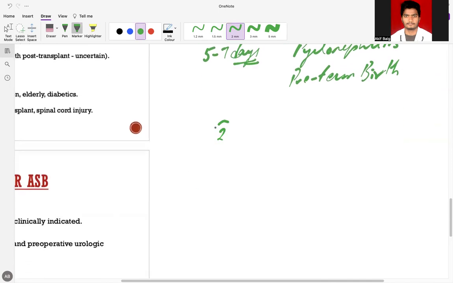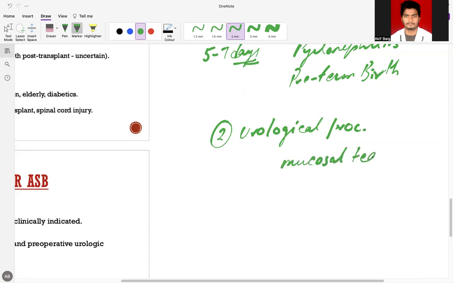The second indication is patients who are going for urological procedures where there will be a mucosal tear. In those patients, you have to start antibiotics 1 or 2 days prior, even without symptoms, because the procedure is going to induce some damage to the mucosa, which can lead to the spread of this infection. So that's why it is recommended in this patient.